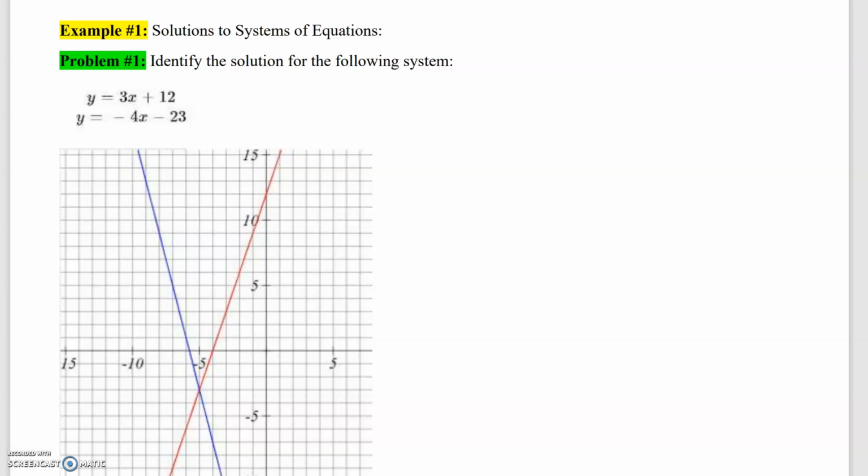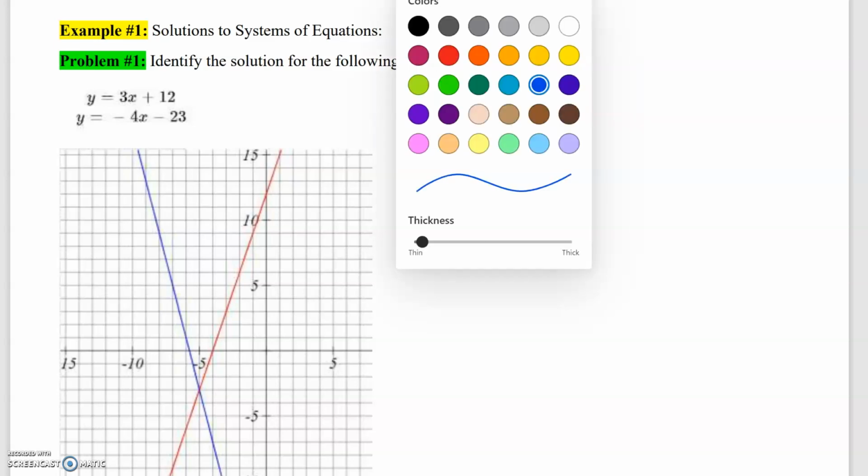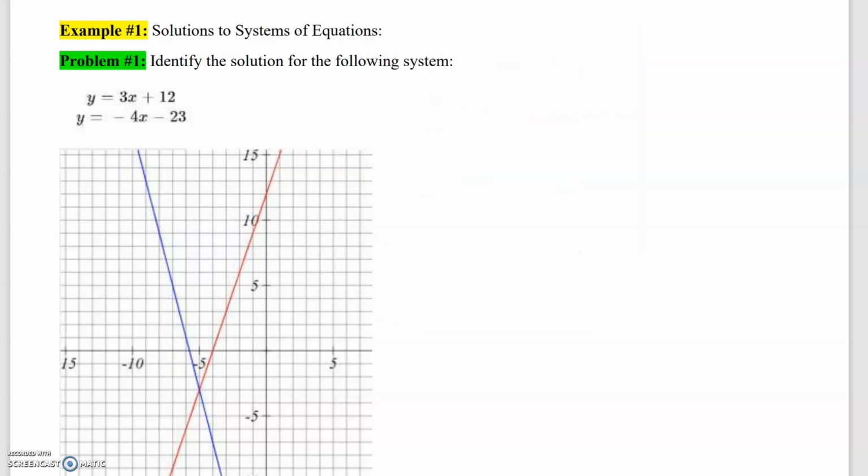Hi class. For these set of problems, we're going to be looking at solutions to systems of equations. Now, take a look at example 1. In example 1, we're given a system of equations. So in this case, the system is already given, and even better, they've actually graphed the equation. And all they want us to do is identify the solution. So in this case, our solution is going to be this coordinate point.